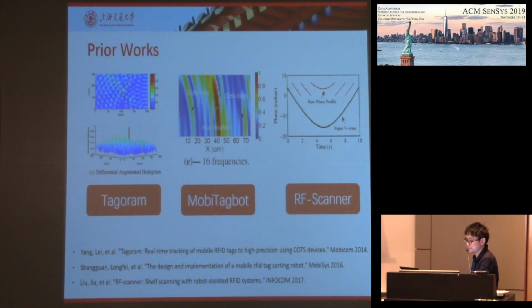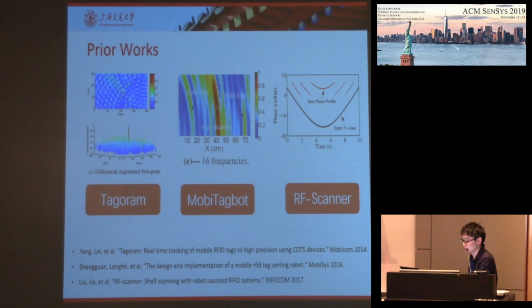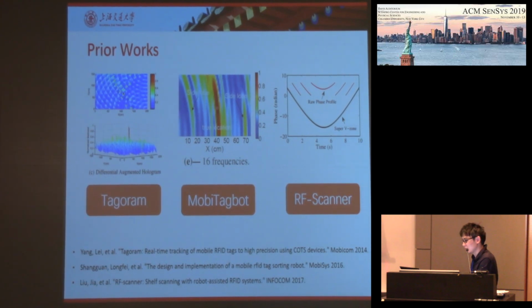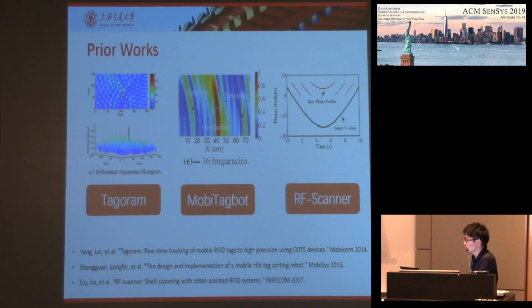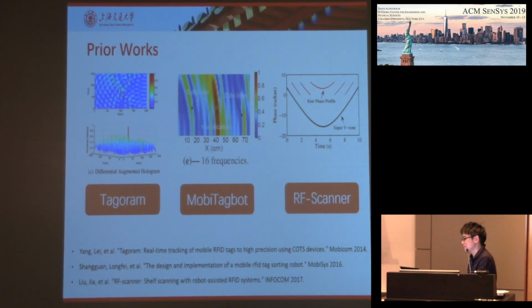Of course, there are many prior works trying to eliminate these challenges. For example, Tagoram designs a differential augmented hologram to improve the accuracy. Another work uses multiple frequency data and proposes multipath suppression algorithms to address these problems. And RF-scanner derives the tag position by curve fitting the hyperbola pattern on the phase profiles. However, we find these works only achieve decimeter level accuracy in the two-dimensional plane based on our experiments.